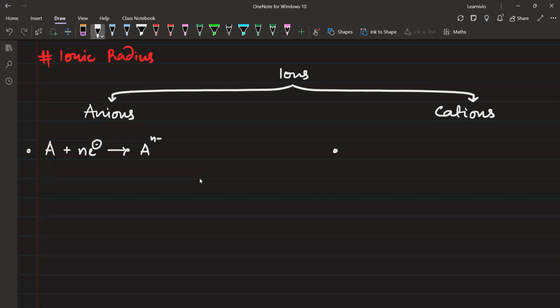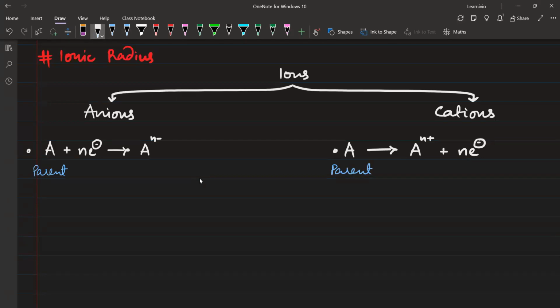How can we make a cation? I can make a cation if I have a neutral atom and I remove electrons from it. I will get A with n positive charge. If I have n positive charge, I will get n electrons away from this particular atom. Now, if I compare, this A is the parent atom. It's from the parent group. The neutral atoms are called parent.